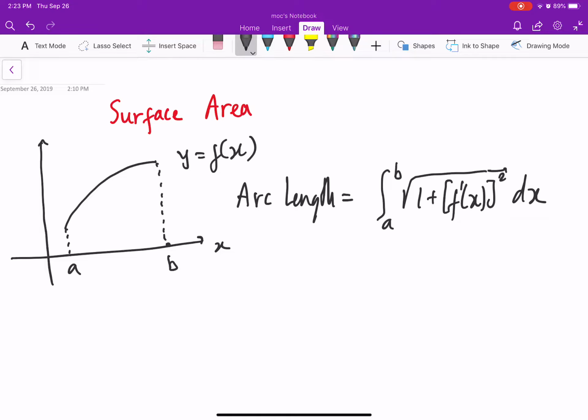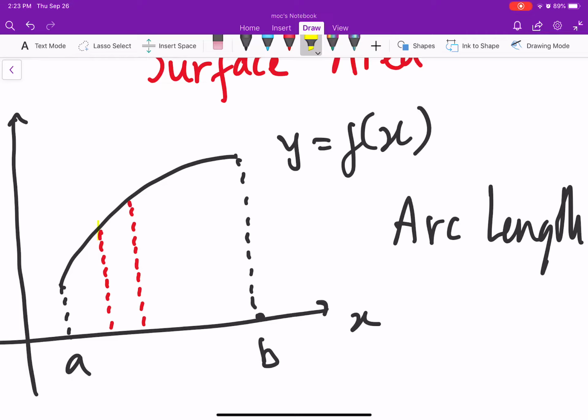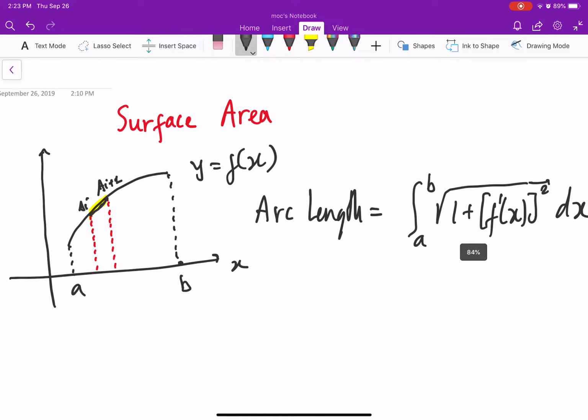And let me remind you the main idea to obtain this formula. You split a and b into small pieces. Let's zoom this out, and then we approximate the arc length by the length of the straight line, by the distance between these two points, a_i and a_i plus 1. Then we sum them up, because we already split the interval a to b into small pieces, we consider some limit, and we get the formula.